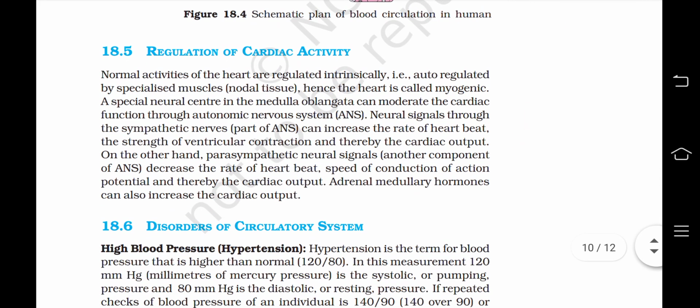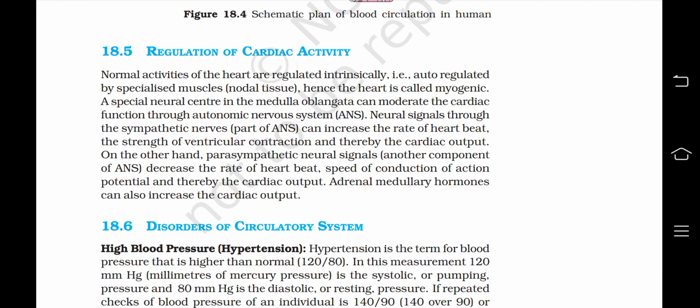Now, regulation of cardiac activity. Normal activities of the heart are regulated intrinsically, that is, auto-regulated by specialized muscles or nodal tissue. Hence, the heart is called myogenic. A special neural center in the medulla oblongata can moderate the cardiac function through the autonomic nervous system (ANS). Neural signals through the sympathetic nerves part of the ANS can increase the rate of heartbeat, the strength of ventricular contraction, and thereby the cardiac output.